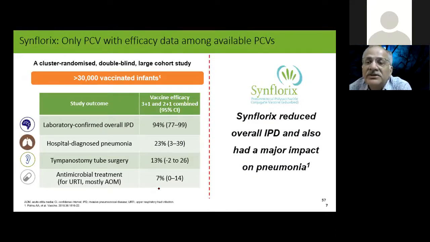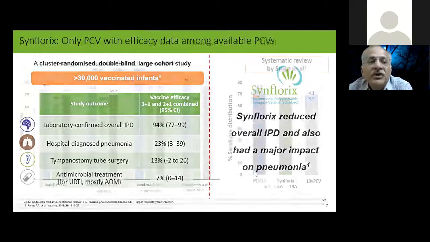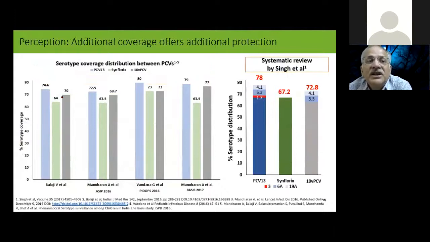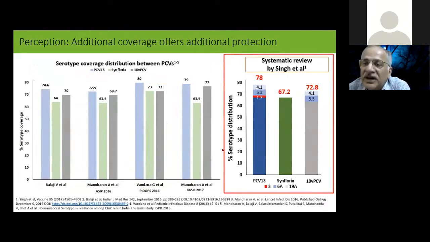And these are the number of studies which have shown that tube surgery was reduced, hospital-induced pneumonia was reduced, overall IPD was reduced, and it has a major impact on pneumonia. So this is the coverage-wise. Additional coverage offers additional protection. This chart you must see. This is a chart which I've highlighted just now. PCV13 total coverage protection is 78%. This is the Jyotsna Singh et al. study, which was 10-year follow-up data. 67% with the old PCV10 and 72.8% with the new PCV10. This is the data if you go by the serotype coverage.